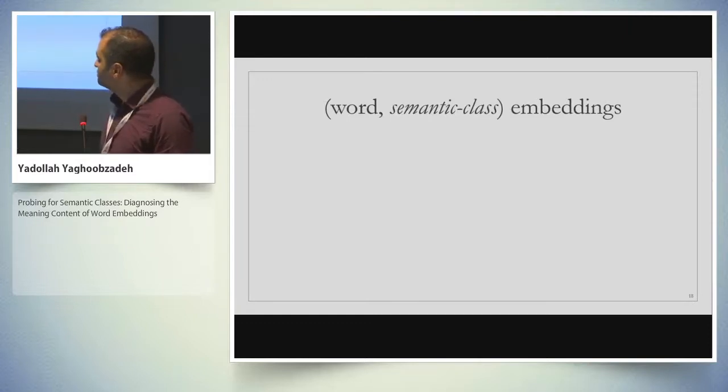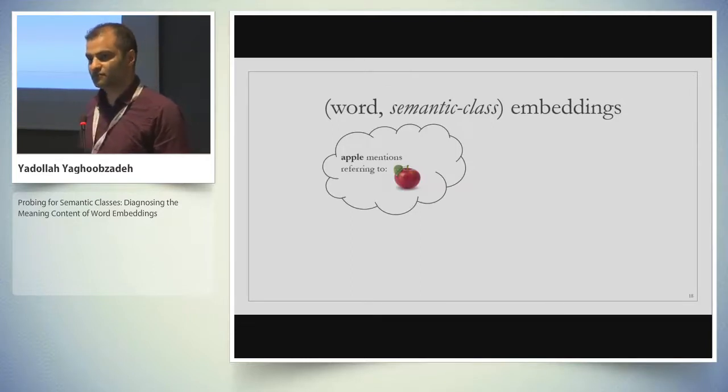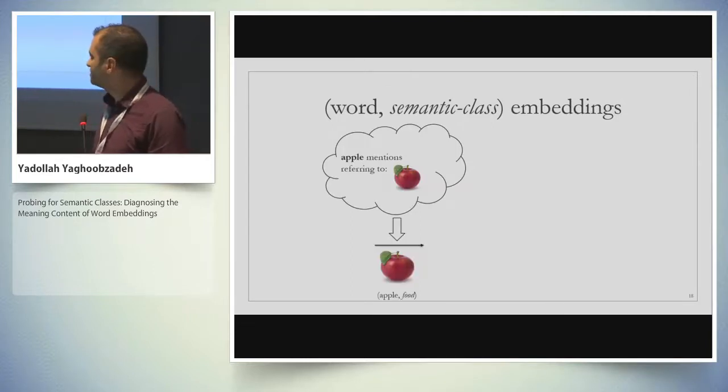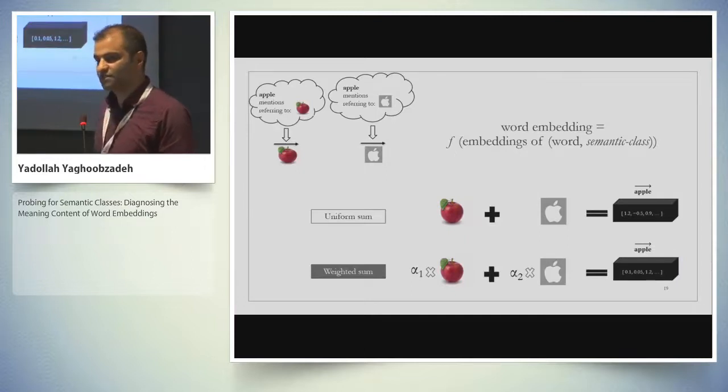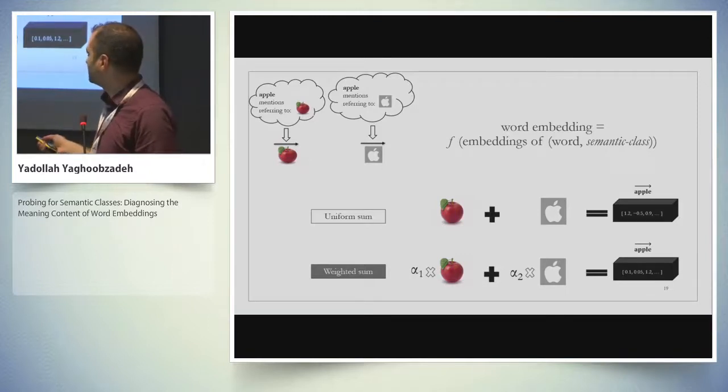To learn class-specific embeddings, since we have the annotations in our corpus, we can basically learn different embeddings for different classes of a word. For example, we have different embeddings for food and organization for the word Apple. And then we define the word embedding as a function of these class-specific embeddings. The simplest one is uniform sum, where we sum up the embeddings. And the second is weighted sum, where we weight the embeddings by the relative frequency of the meaning.